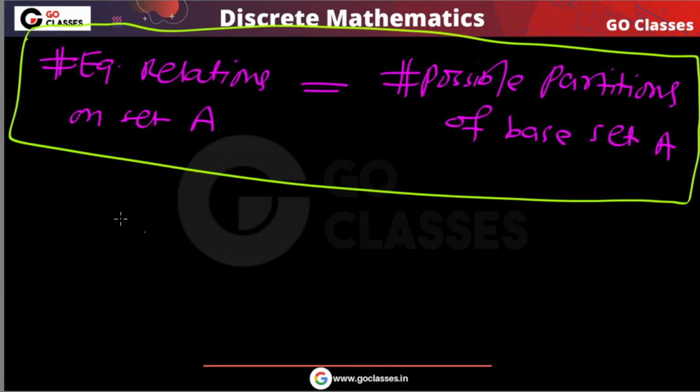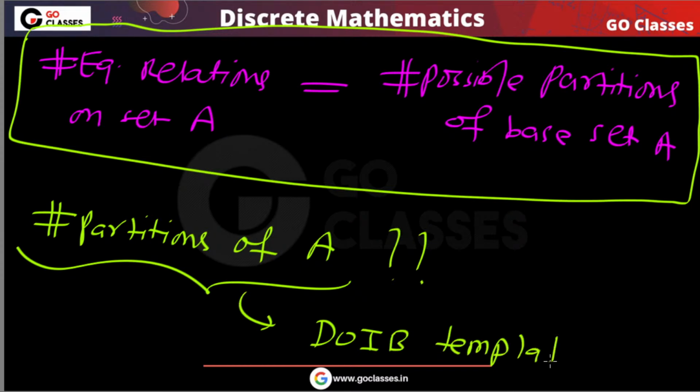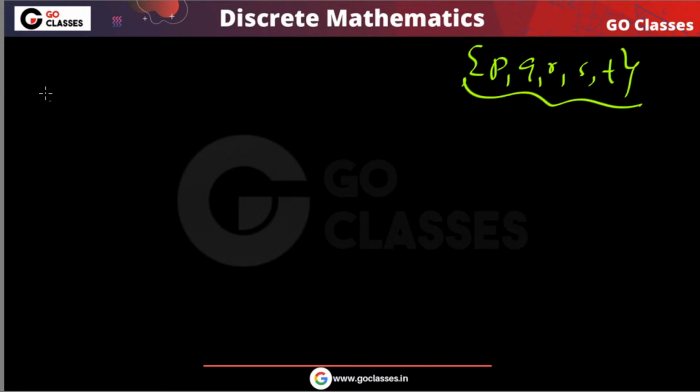So how many partitions can you make? This is what you have to find: the number of partitions of A. Here you can apply the DOIB template, because you have 5 friends, P Q R S T. Now we need to find how many partitions there are. So what is the first partition? In the first partition, all the 5 are together, yes or no?